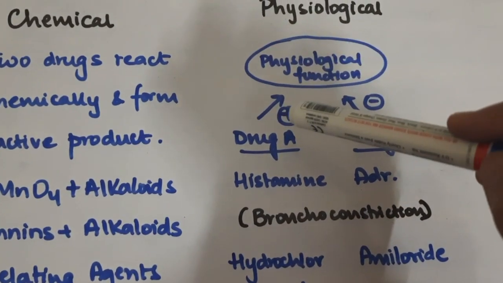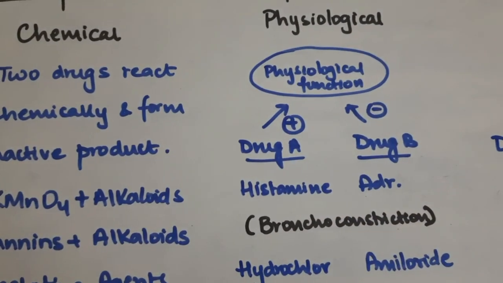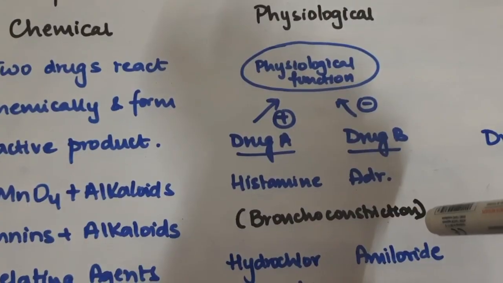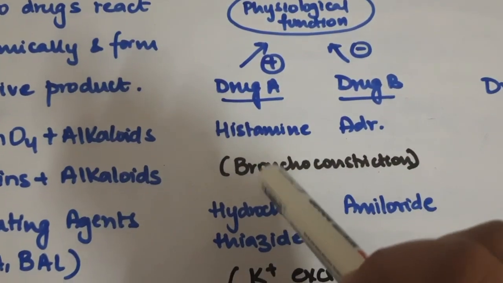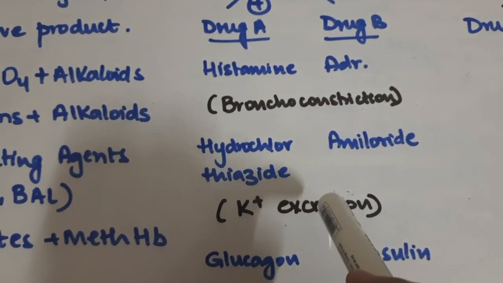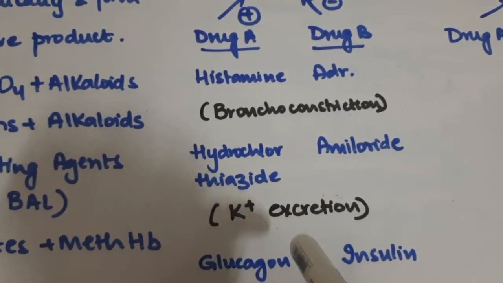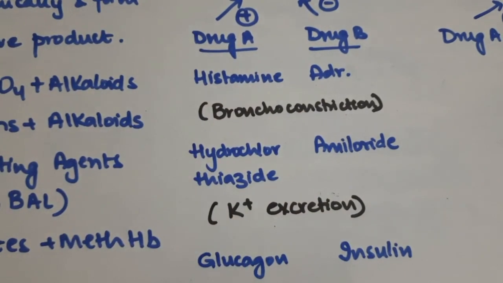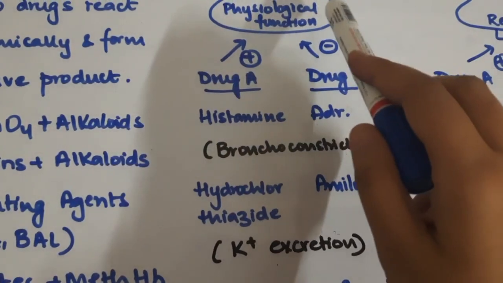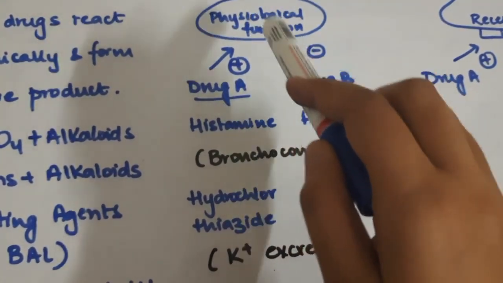So the way physiological antagonism works is that there are two drugs. One drug will act by potentiating or increasing this physiological function. The other will act by inhibiting this physiological function. In the examples, we have histamine and adrenaline for bronchoconstriction, as I mentioned. Then for potassium excretion, we have hydrochlorothiazide and amiloride. Hydrochlorothiazide will cause potassium excretion from the body. Amiloride will not, because it's a potassium sparing diuretic. So that is how they act on a physiological function. Both of these drugs will have an opposite action on one particular physiological function.